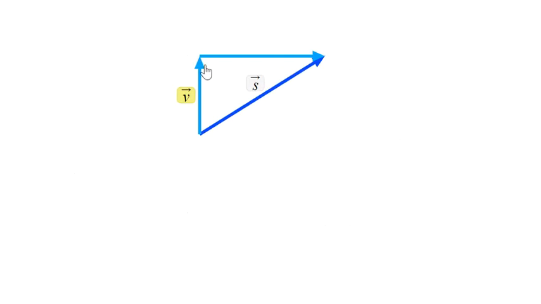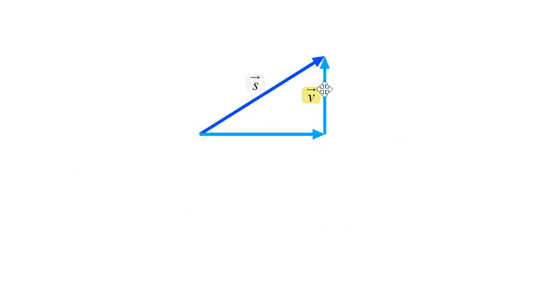Now again, this is the tip-to-tail method of drawing vectors. I would recommend drawing them this way. I always like to draw my x-axis vectors first, because it gives me a little x-axis to work with for measuring my angles, but it doesn't really matter. This is a great way to draw vectors.